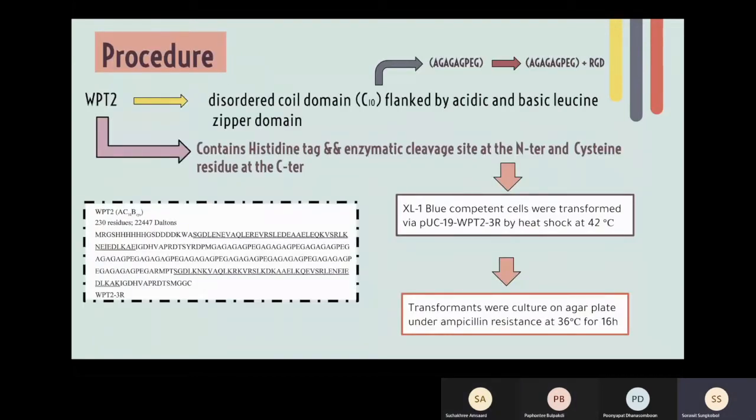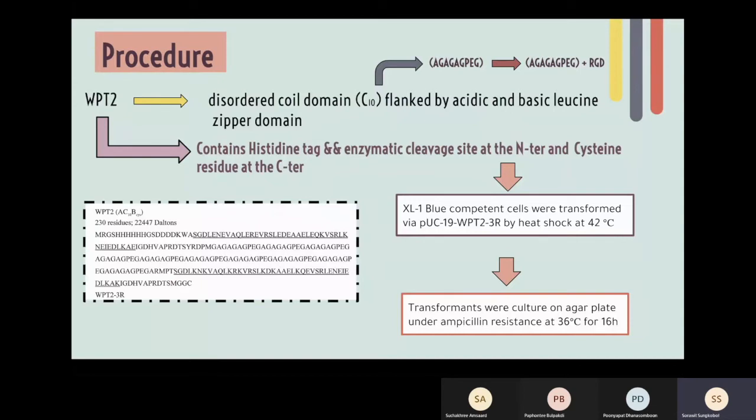For the procedure, the WPT2 is the disordered coil domain flanked by acidic and basic leucine zipper domains. They have the sequence at the upper part of the slide, and we add the RGD at the end. After that, they also contain the histidine tag and also an enzymatic cleavage site at the N terminus and C terminus with the cysteine residue as well.